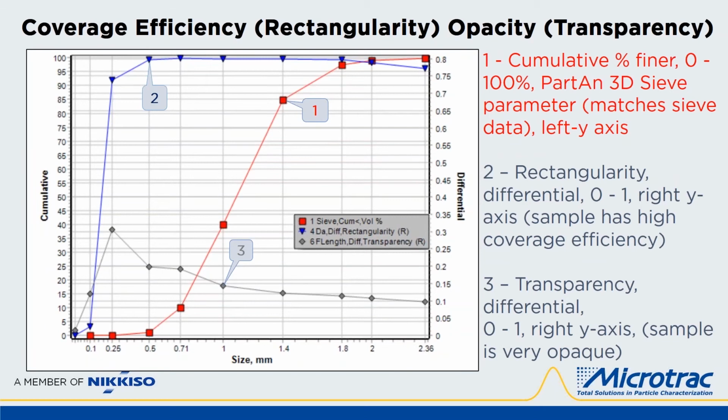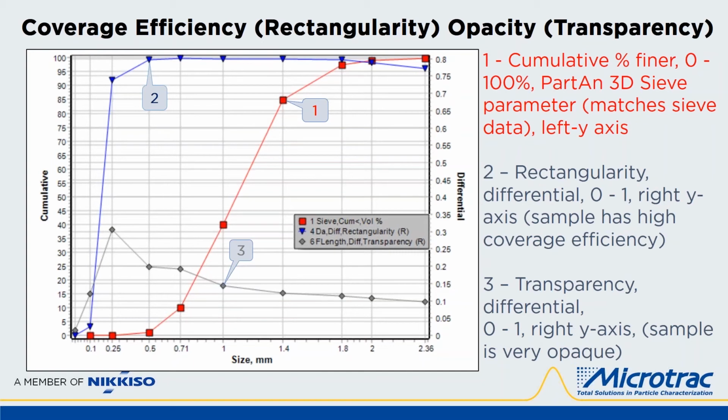Here's another distribution graph with PartAn sieve data size, rectangularity, and transparency all plotted together. The sieve size is the red cum percent finer plot. Rectangularity is the blue differential percent distribution indicating rectangularity at each sieve size, and transparency, the gray differentials plot at each size.